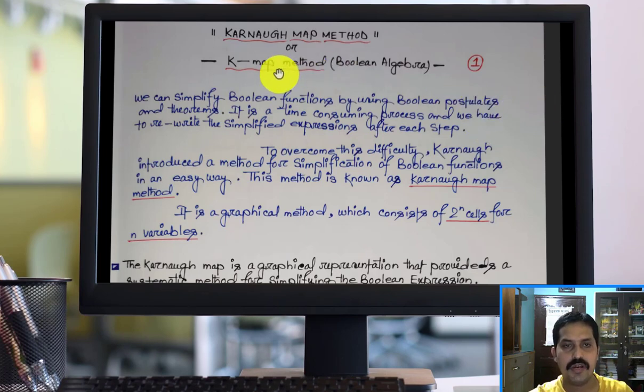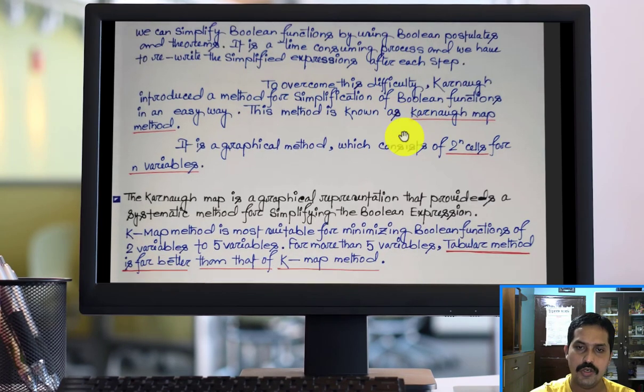Now, to define the Karnaugh map, we can simplify Boolean functions by using Boolean postulates and theorems. It is a time-consuming process and we have to rewrite the simplified expressions after each step, right? To overcome this difficulty, Maurice Karnaugh introduced a method for simplification of Boolean functions in an easy way. This method is known as the Karnaugh map method or shortly K-map method.